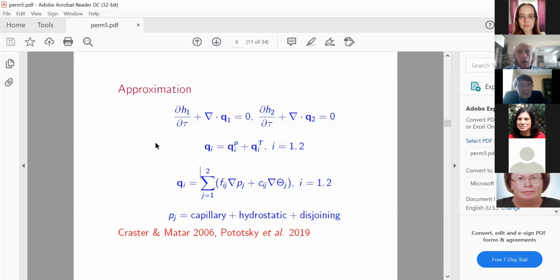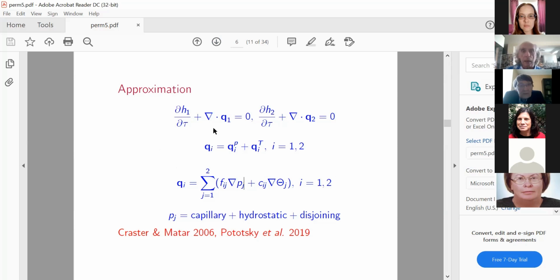So we can calculate the flow flux, which is caused by a gradient of pressures and also by thermocapillary stresses on the interfaces, and we can just calculate them. The pressure will include capillary pressure, hydrostatic pressure, and the disjoining pressure that I mentioned. The equations will be just conservation of the fluid.